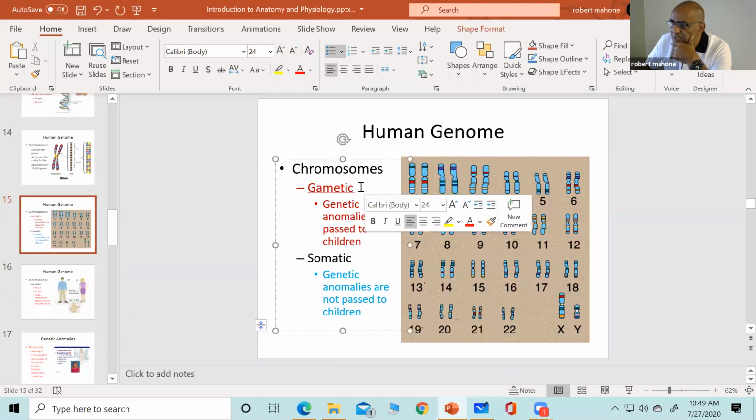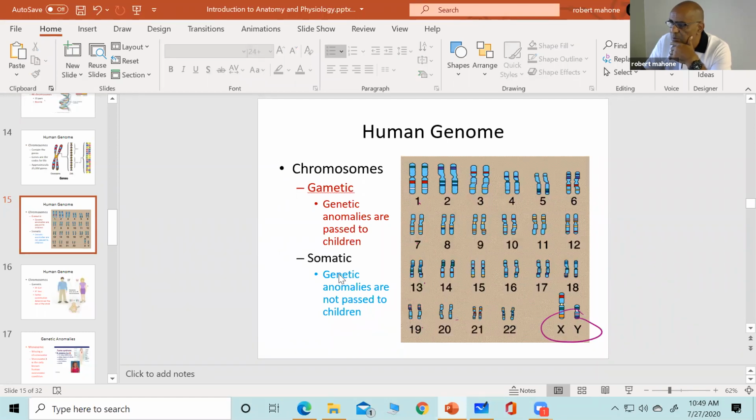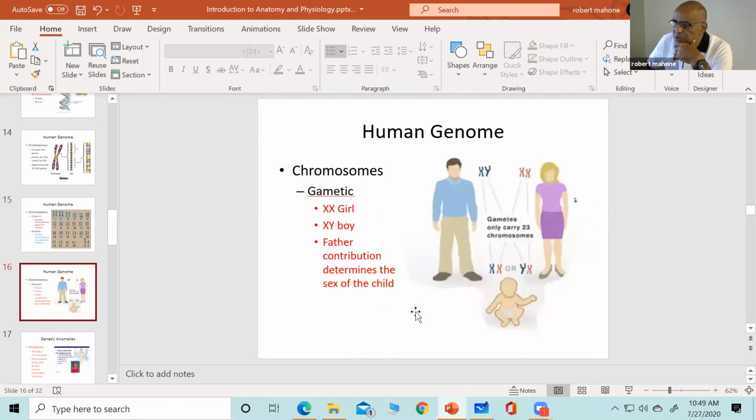Know the difference between gametic and somatic chromosomes. The gametes are the lettered chromosomes. The somatics are the numbered chromosomes. And know that genetic anomalies can be passed through the gametes, but not through the somatics. So the numbered chromosomes cannot pass disease to your children, like Down syndrome. Know the genetic combinations, or gametic combinations. XX is girl, XY is boy. And that the father determines the sex of the child.